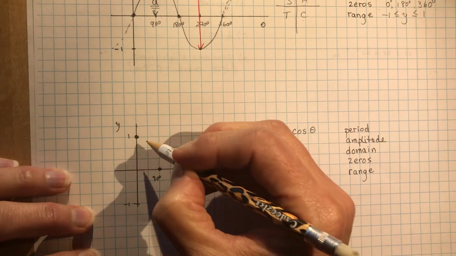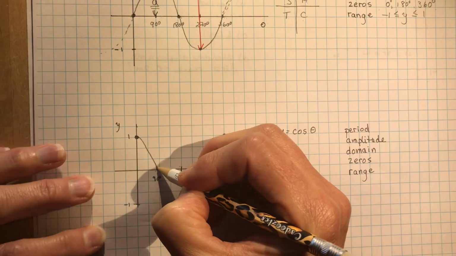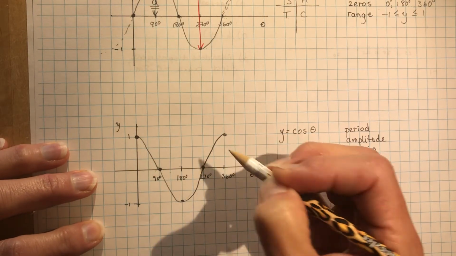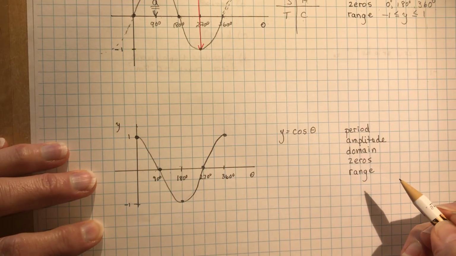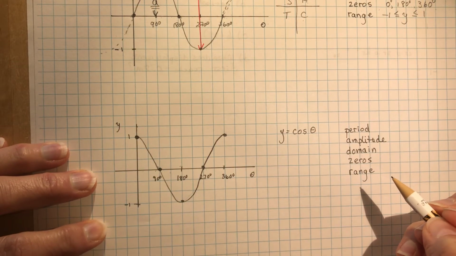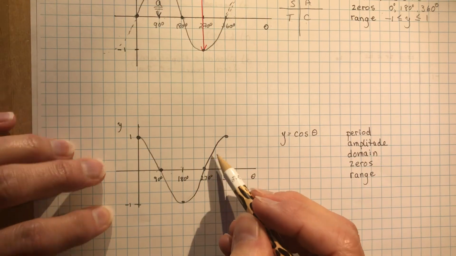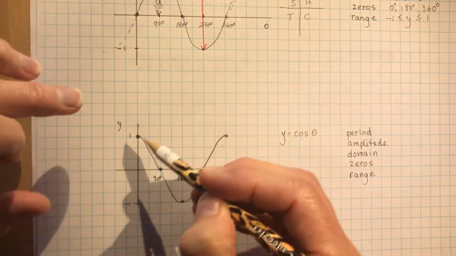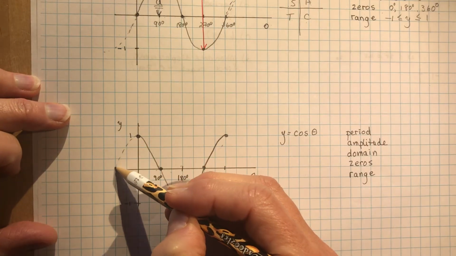So you can see there's only 2 zeros for this one. So my graph goes like this time. And that's your cosine function. So if you look at the cosine function, you can see that it's the same as a sine function. Like I could continue this over here, couldn't I?